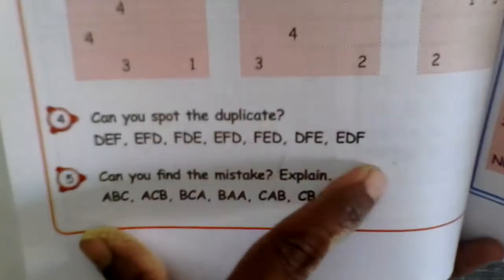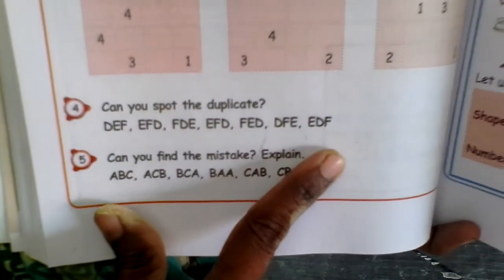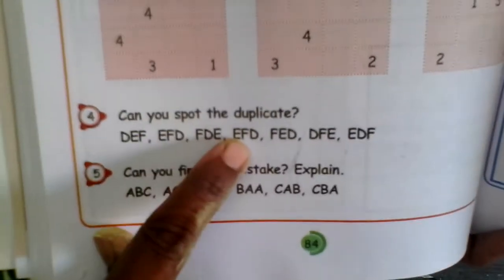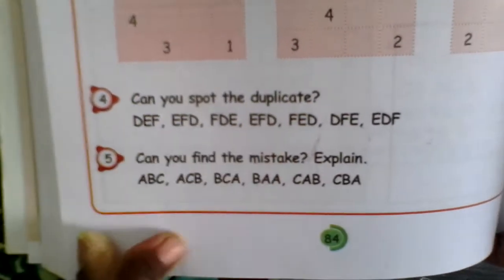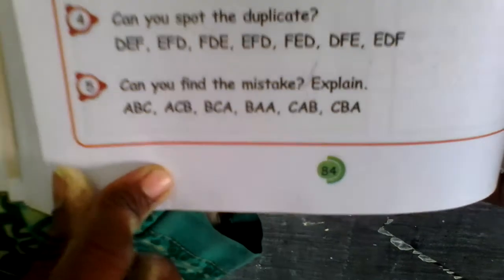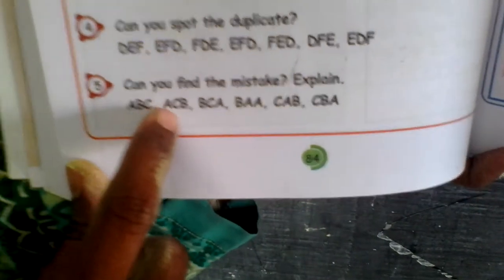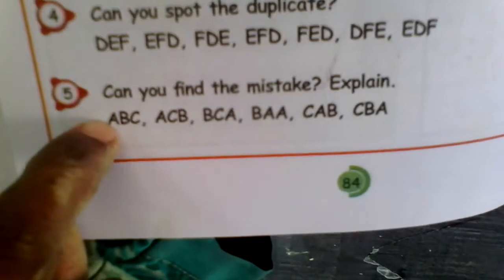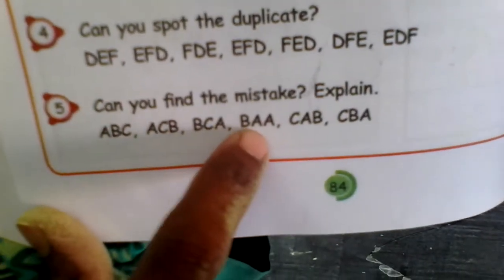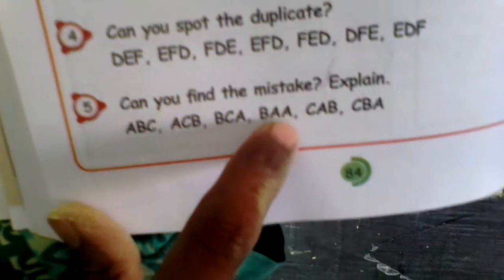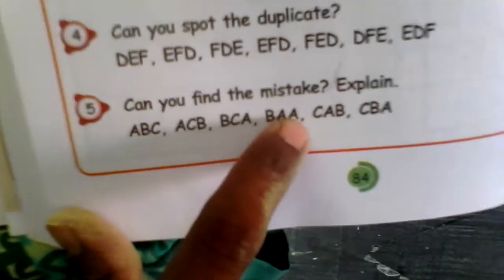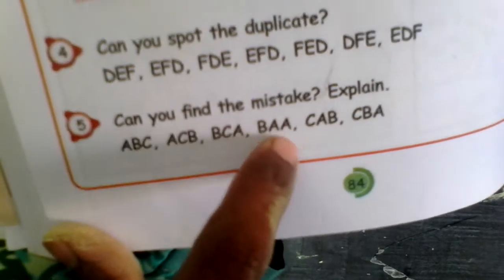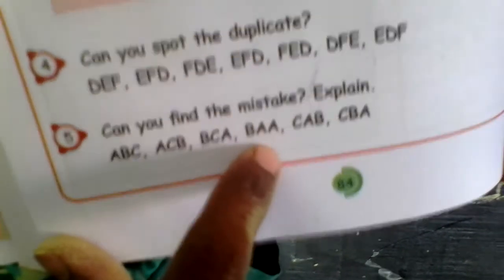Next, can you spot the duplicate? Check this. Directly we can say, where is it? Here. EFD is coming here and here also EFD. Duplicate is EFD. And next one. Can you find the mistake? Explain. What is the mistake? BAA. Because all are 3 different letters, but here 2 letters are together, right? BAA is coming. Here BAA is coming because A comes twice, so this is wrong. This is a mistake you can see, right?